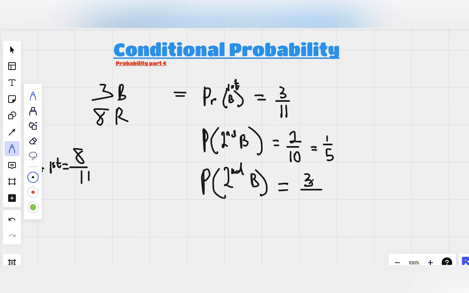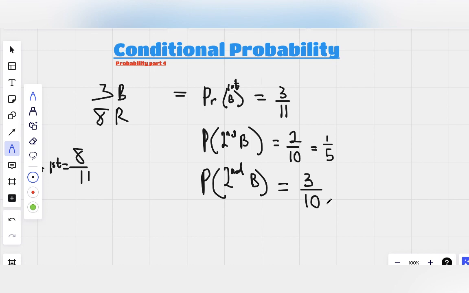Now, there's the probability of this one. Remember, the total number of balls remaining is now 10. Why? Because this is the second ball, and you've taken one ball out in the first instance. The second ball being blue is the total blue over the remaining 10 balls. So this is a conditional probability.